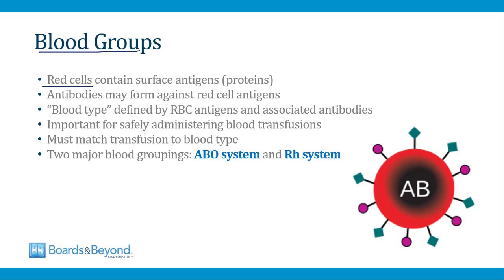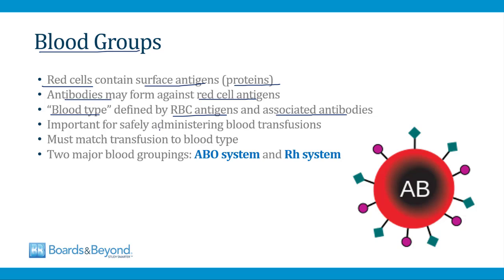Let's start by talking about blood groups. The red blood cells in our body contain surface antigens, which are proteins found on the surface of the red cells. And antibodies can form against the red cell antigens on the cells in our body. A person's blood type is defined by the red blood cell antigens that they possess and the associated antibodies. We'll talk about exactly how you determine a person's blood type in just a second.